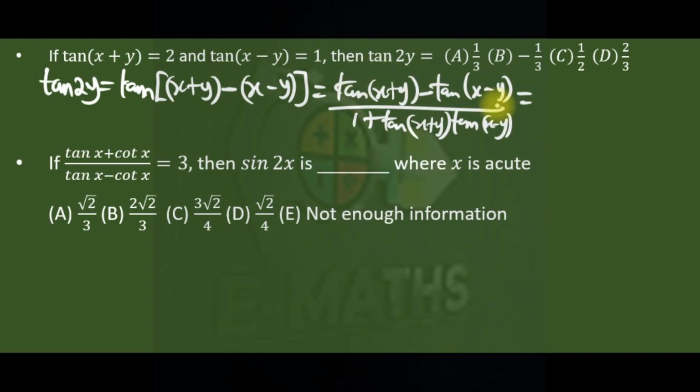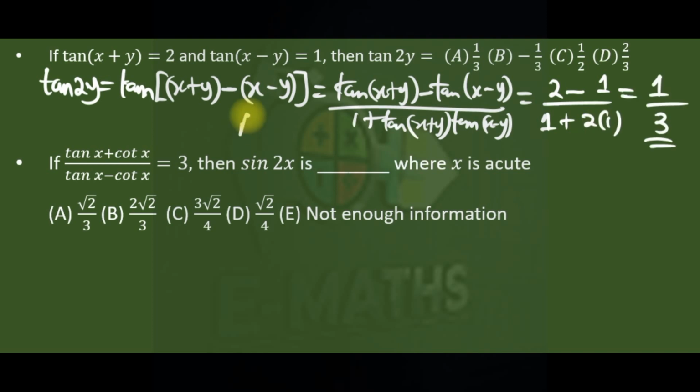Tan of x plus y is 2, minus tan of x minus y is 1, over 1 plus 2 times 1. Which is 1 over 3. So the answer is option A.